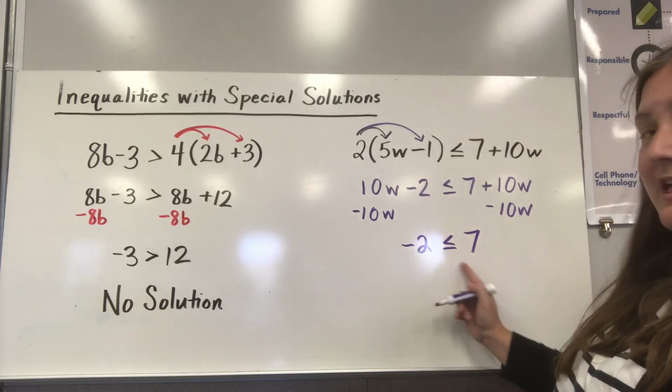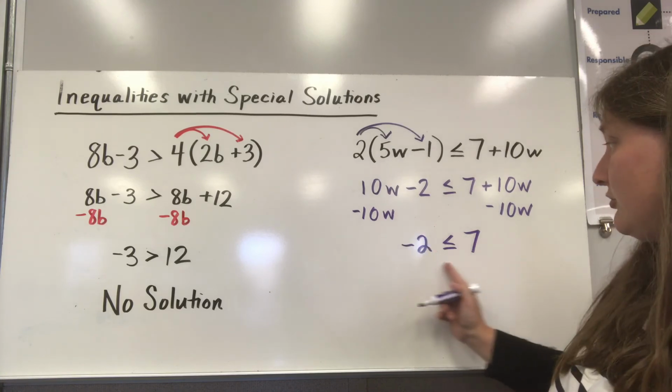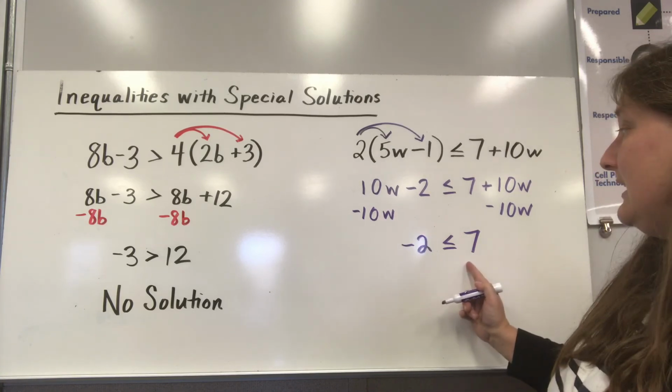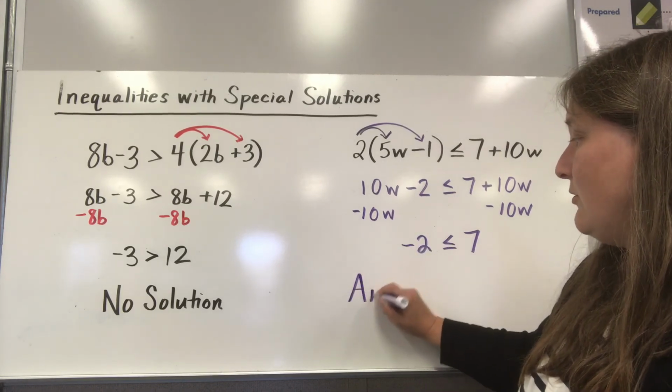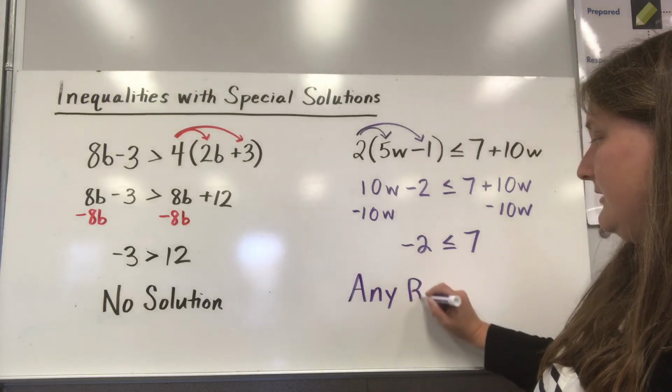In this case, this statement is always true, which means that for w, I can have any real number as my solution.